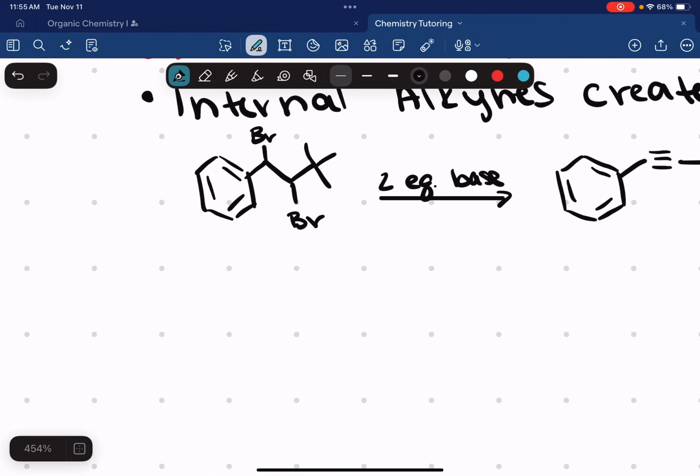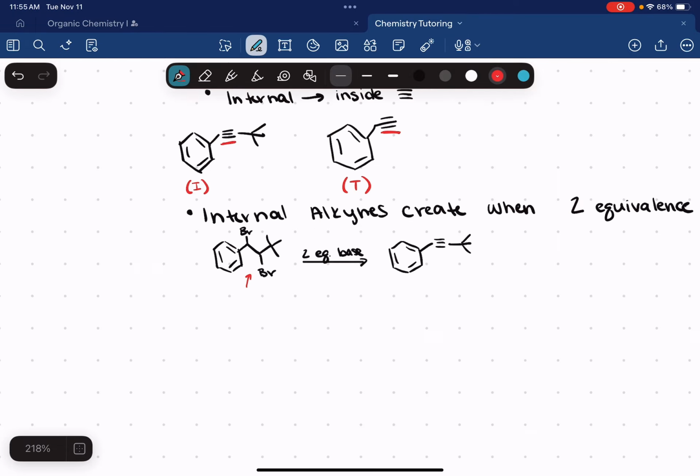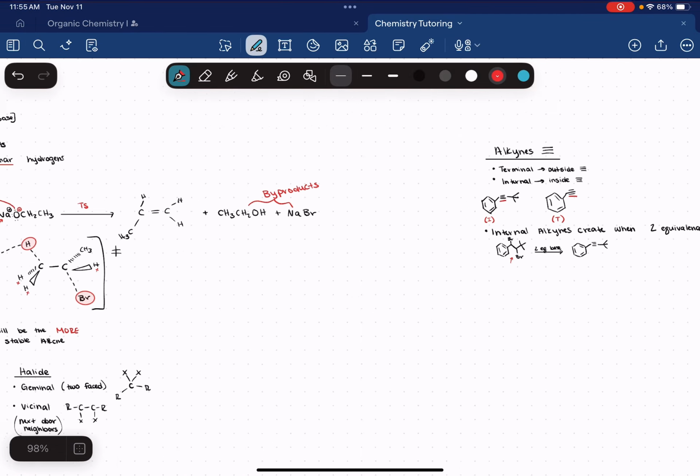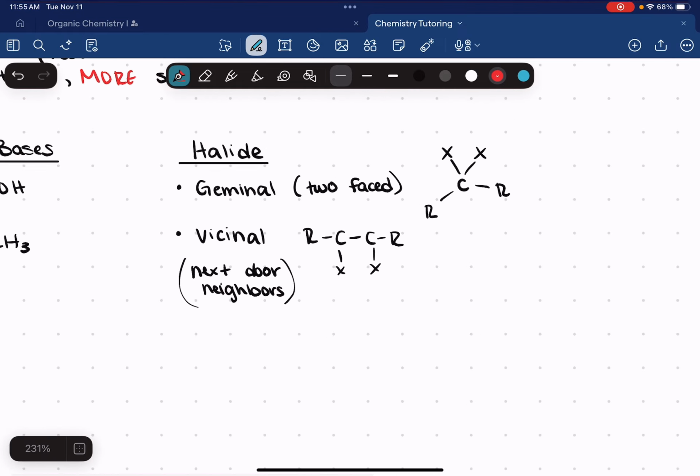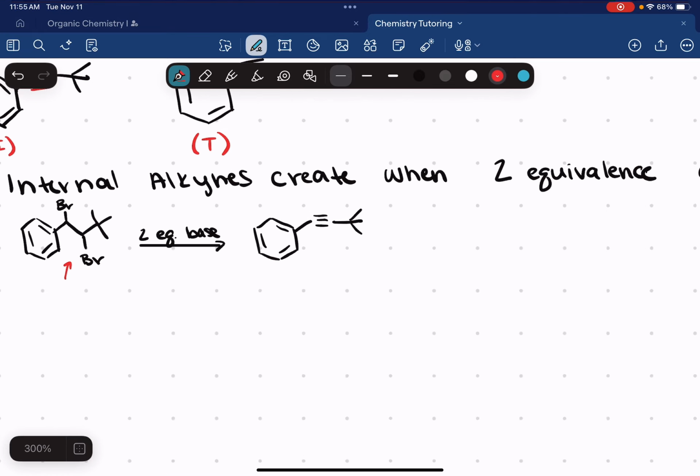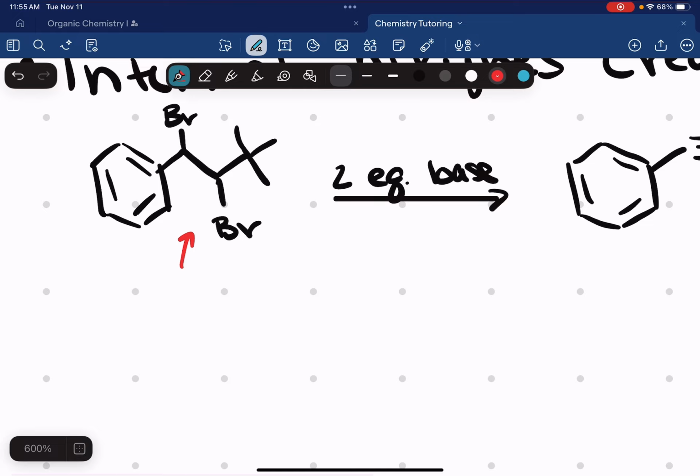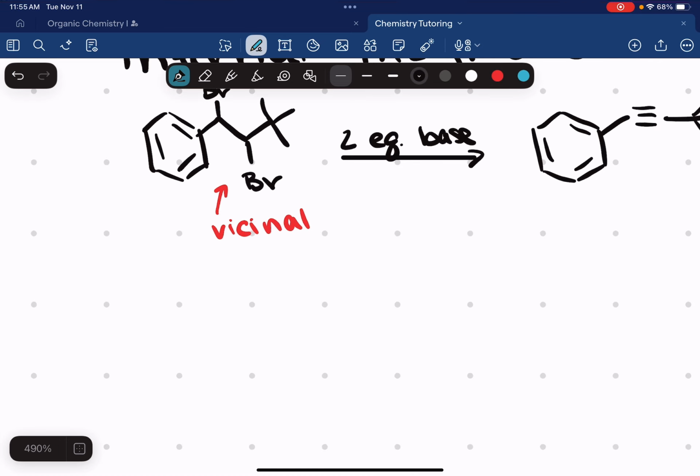So this one is what? What kind of halide are we looking at over here? They're next door neighbors, right? So they're vicinal. But you can do the exact same reaction with them being geminal. You know, bromines are here.